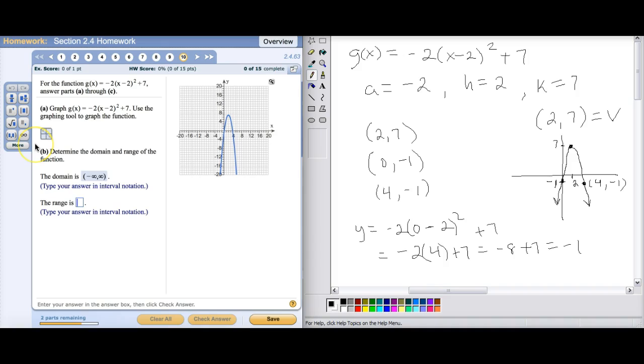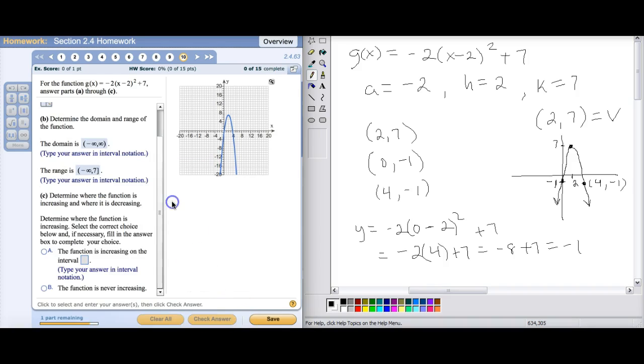So our range, since we know that this particular parabola has a maximum point, its vertex is a maximum point, I should say, we know that the highest y value is going to be 7. So our range should be from -infinity, and it keeps on going until we get to 7, and then we'll end with a bracket, meaning that 7 is included in the range.